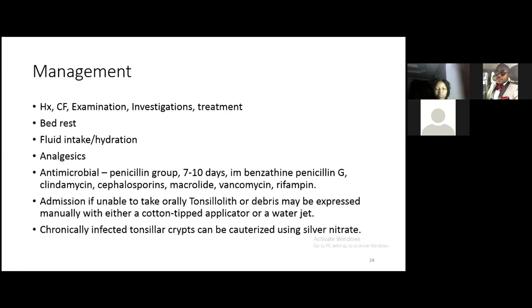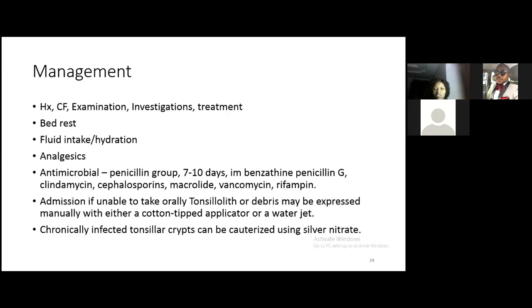Now, if you admit the patient, the hydration would be through the intravenous route, and even the analgesics and the antibiotics you would give would be IV. Now, the most common antibiotic used is any penicillin group. The common one we use, especially in Garki Hospital or Nigeria generally, is amoxicillin-clavulanic acid, which gives a very good result. Normally you should treat the infection for 7 to 10 days.